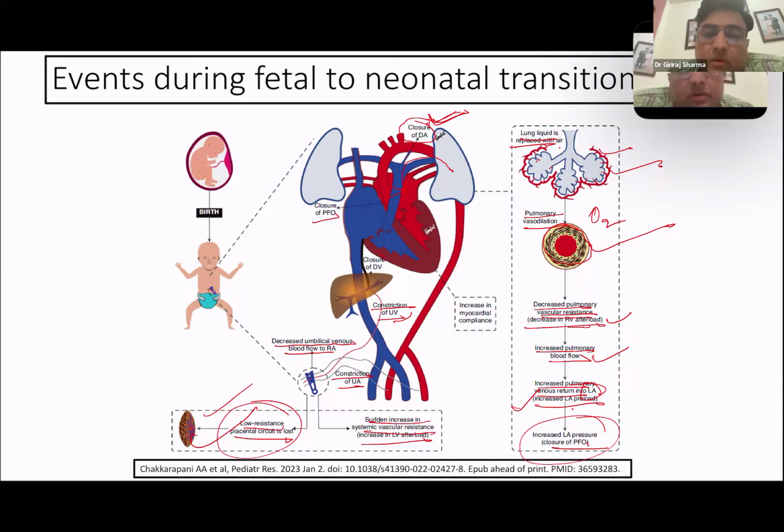So all three shunts are closed. If the ductus arteriosus is still there, the shunt direction will become left to right, because systemic vascular resistance has increased and left-sided pressures have increased. Shunt direction will change from right to left, to now left to right. So these changes happen at birth during transition. Myocardial compliance will also increase after birth.